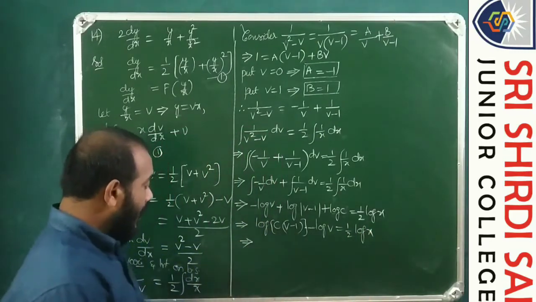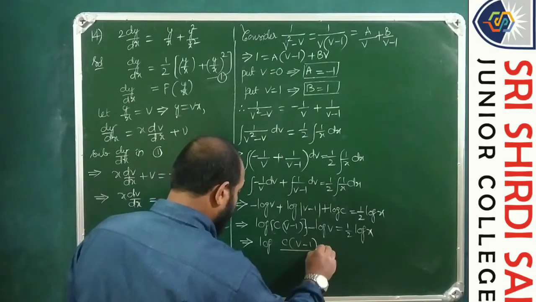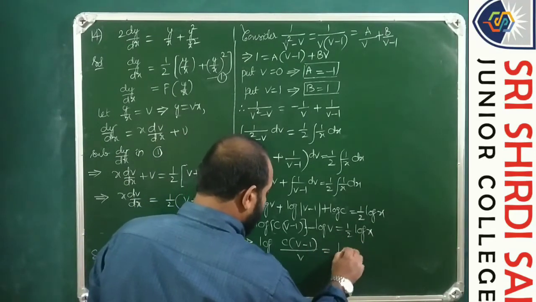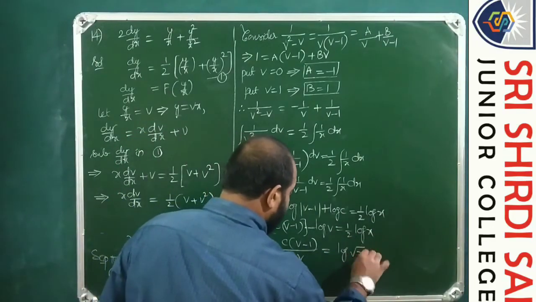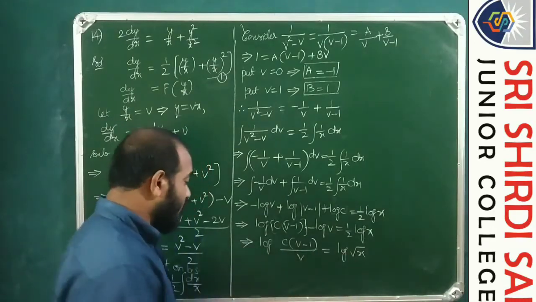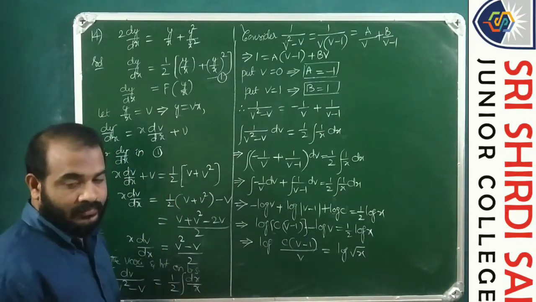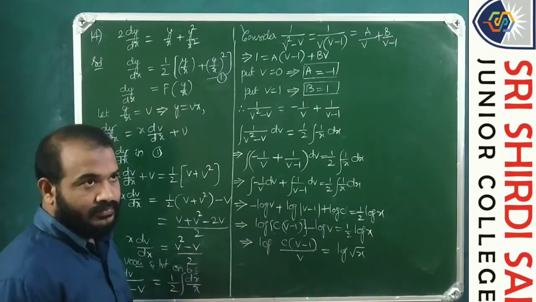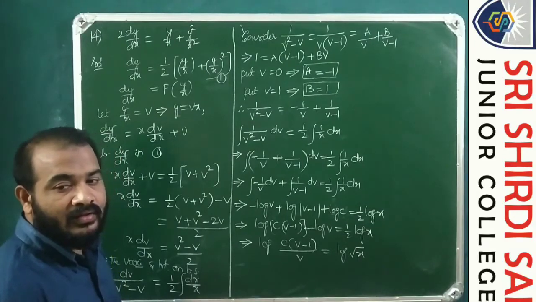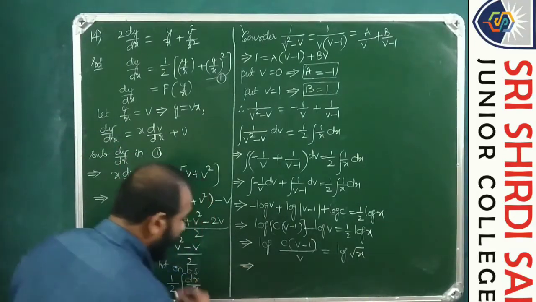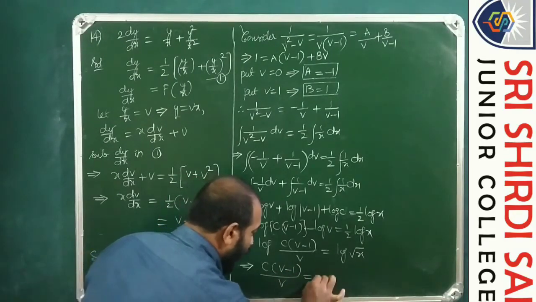This is log A minus log B, log A by B. So log of C into v minus 1 by v is equal to 1 by 2 log x, which is log x to the power 1 by 2, since m log x is log x to the power m. This is log root x. So if you remove log on both sides, we will be getting C into v minus 1 by v equals root x.